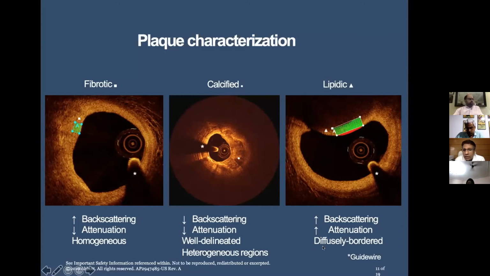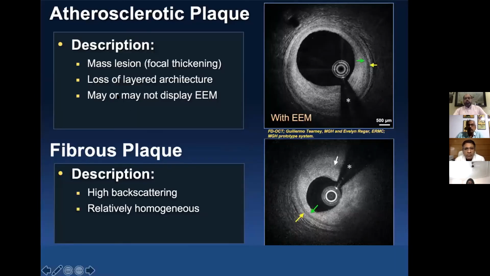So in atherosclerotic plaque, as I told you, you may or may not see the external elastic lamina. The external elastic lamina is at the outer border of the media, at the junction of the media and the adventitia. At the junction of intima and media is the internal elastic lamina. Most of the calculations of the stent diameters are done using the external elastic lamina. This is the external elastic lamina.